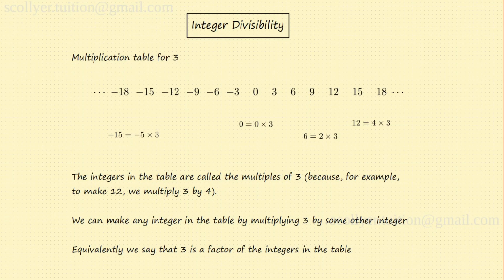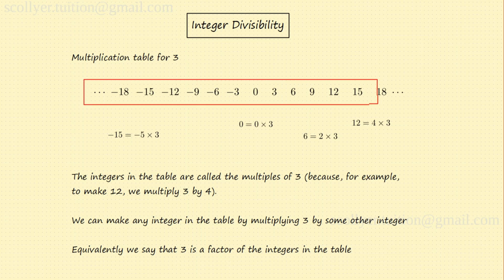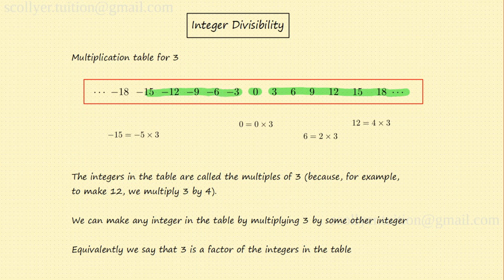Integer divisibility. Here we have the multiplication table for 3, or at least part of it, as it is infinitely large. Often when we write down such a table, we only consider the positive numbers in it, these ones. But here I'm also including 0, which is a member of the table, and these negative numbers, which are members of the table.